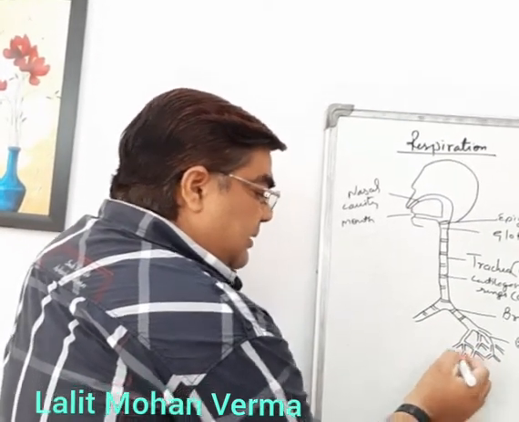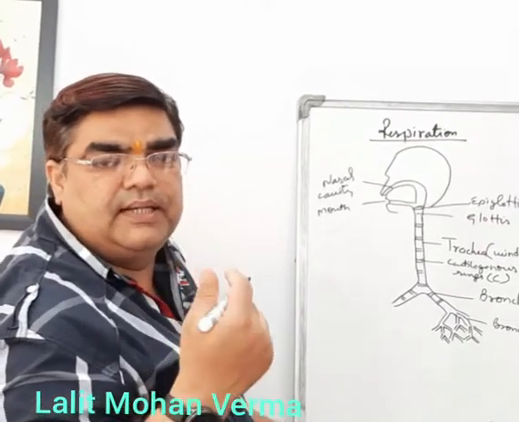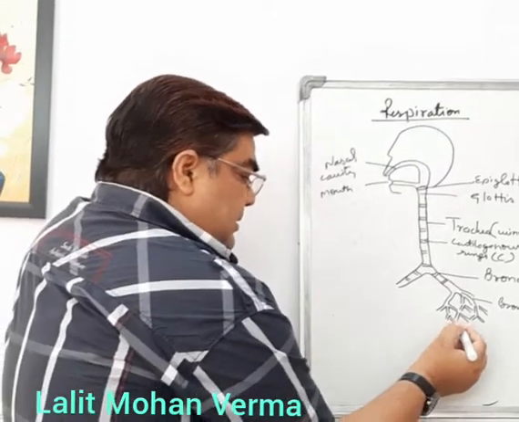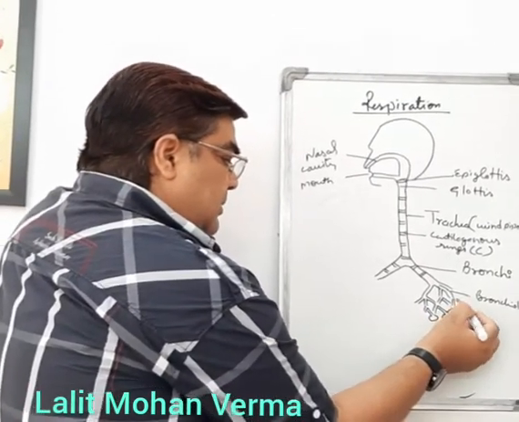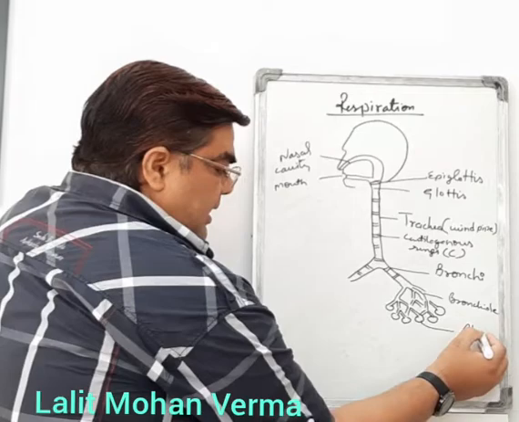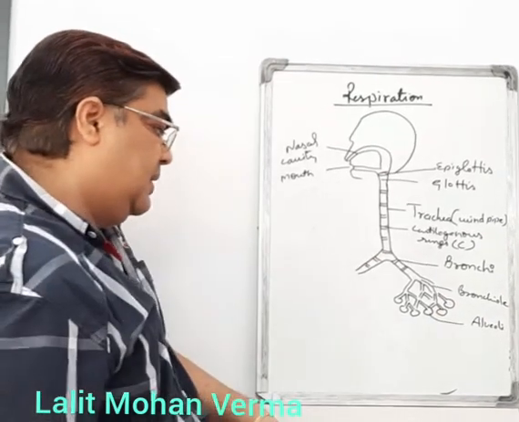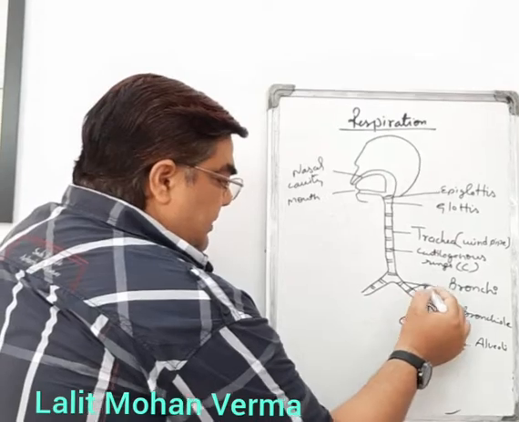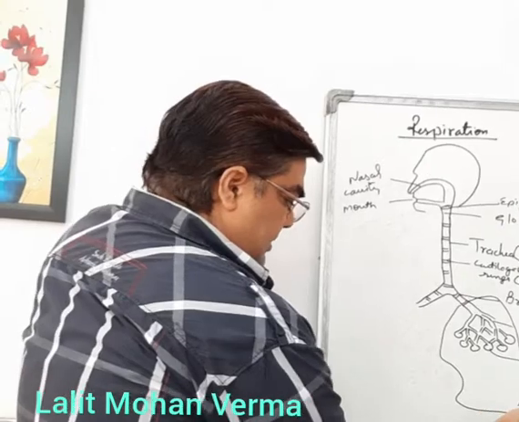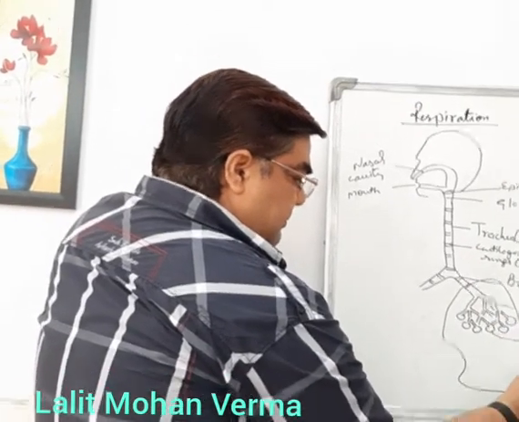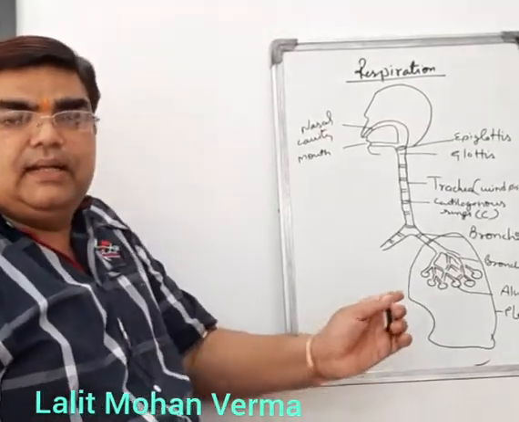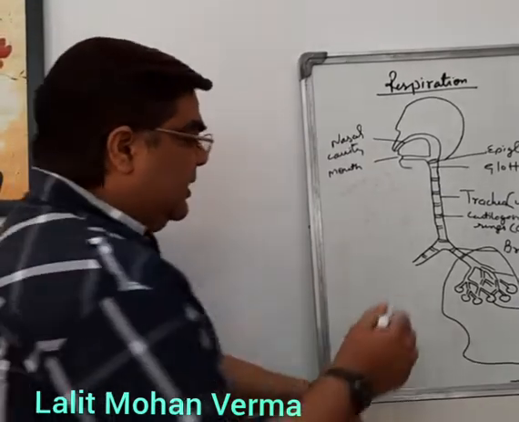And ultimately these bronchiole terminate into alveolar sac or alveoli. These are small ball-like rounded structures called alveoli, and these all are covered with a covering. This covering is called pleura, P-L-E-U-R-A.